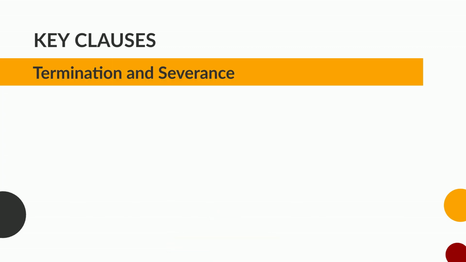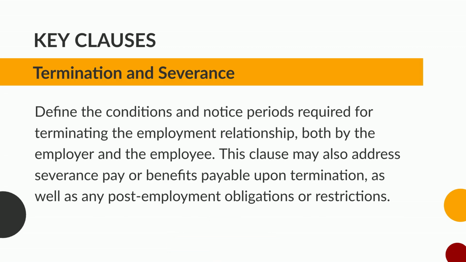Termination and severance define the conditions and notice periods required for terminating the employment relationship, both by the employer and the employee. This clause may also address severance pay or benefits payable upon termination, as well as any post-employment obligations or restrictions.